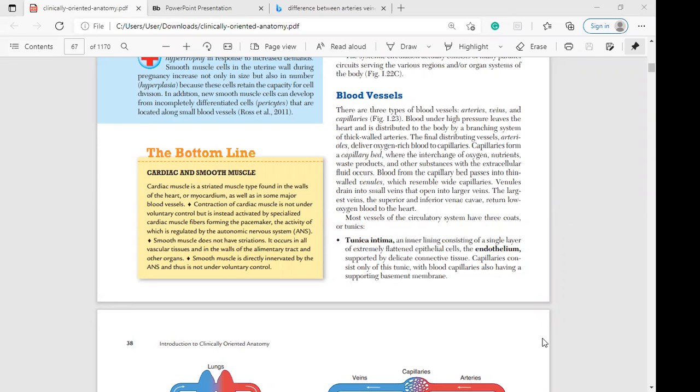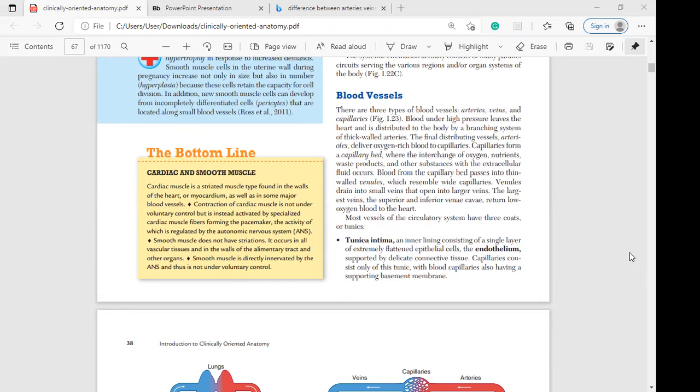Now, I didn't mention this to you, but I want to mention it today. The left and right atrium are separated by a septum called the interatrial septum. The lower chambers, the right ventricle and the left ventricle, are also separated by the interventricular septum.